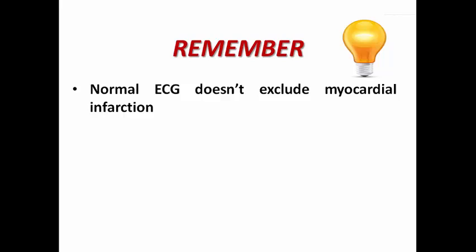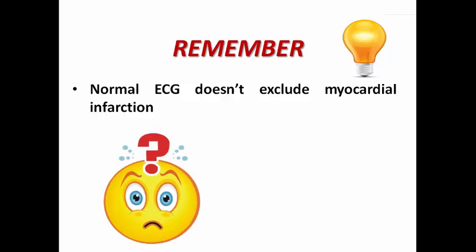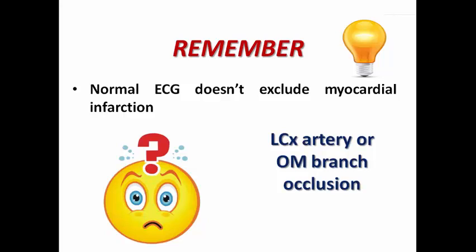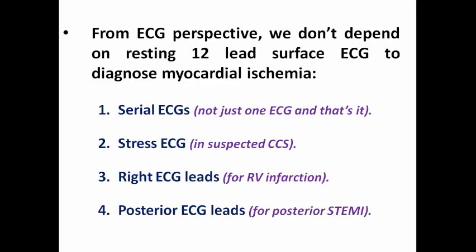So remember, normal ECG does not exclude myocardial infarction. In up to 20% of myocardial infarction, the patient may have a normal ECG. Sometimes the LCX artery or the OM branch occlusion may be hidden, leading to a normal ECG despite the patient having typical chest pain, and if you check the cardiac markers, they may rise. So put this in your mind: normal ECG does not exclude myocardial infarction.